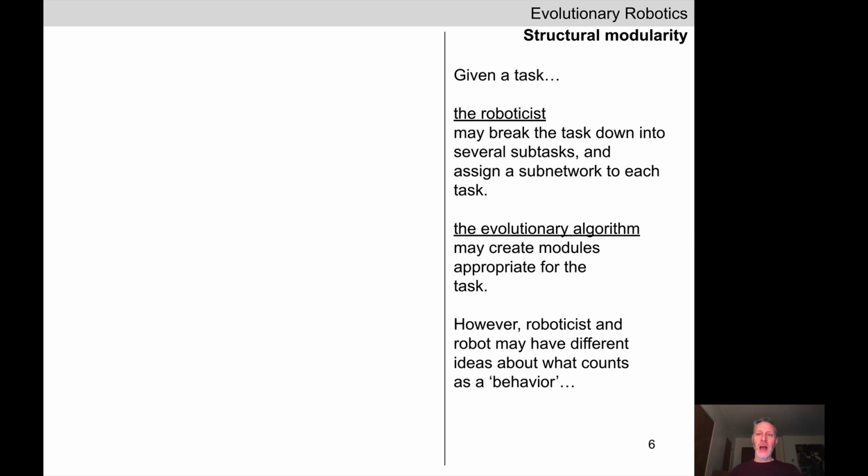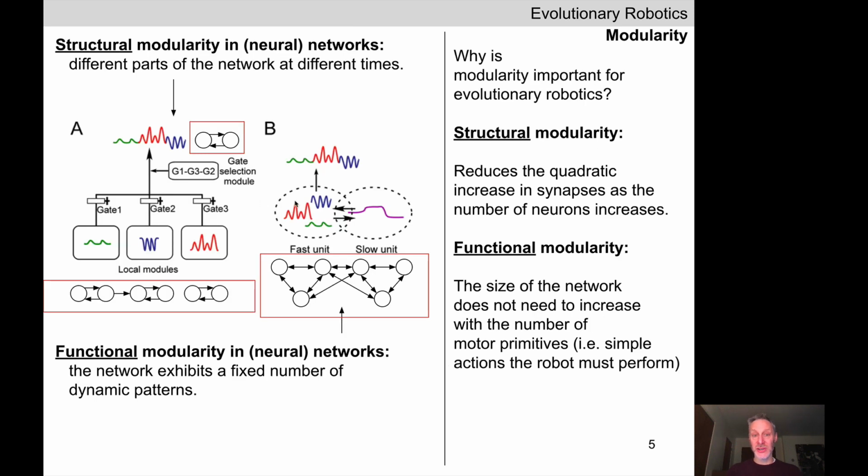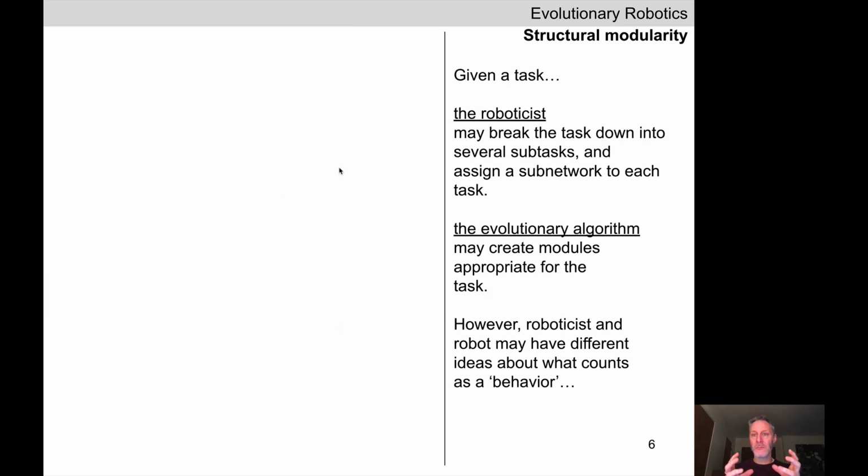Okay, so how does modularity or lack of modularity, why is this a problem for evolutionary robotics? So again, we probably don't want to have a robot in which every neuron is attached to every other neuron. It's difficult, and we would also like the robot's behavior itself to be modular. We would like to break the task for the robot down into several subtasks, like we just saw here, into several motor primitives, and maybe we would like to assign a subnetwork to each task.